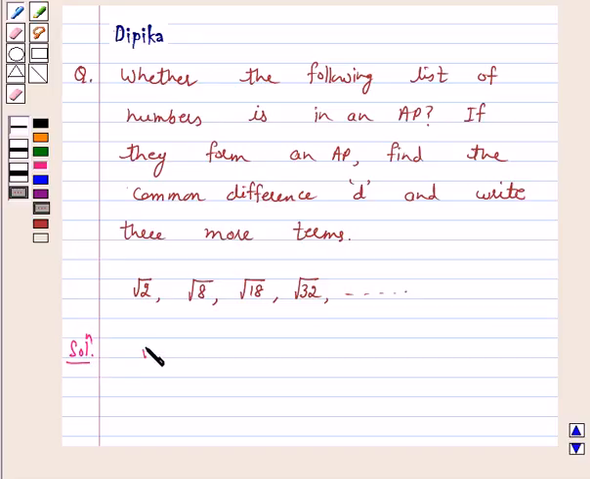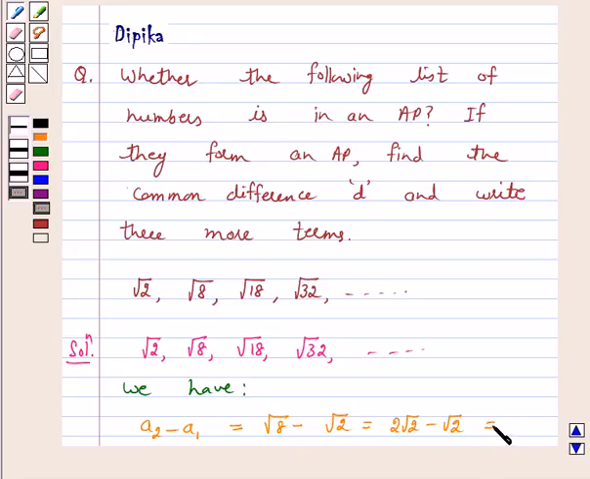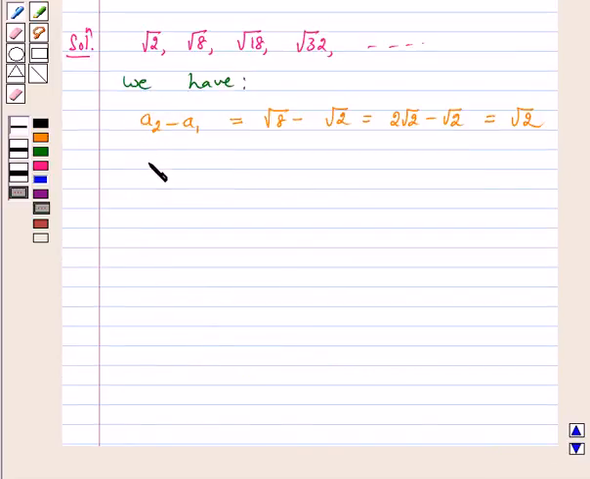Our given list of numbers is root 2, root 8, root 18, root 32, and so on. We have a2 minus a1 is equal to root 8 minus root 2, which is equal to 2 root 2 minus root 2. This is equal to root 2. a3 minus a2 is root 18 minus root 8, which is 3 root 2 minus 2 root 2, which is equal to root 2.